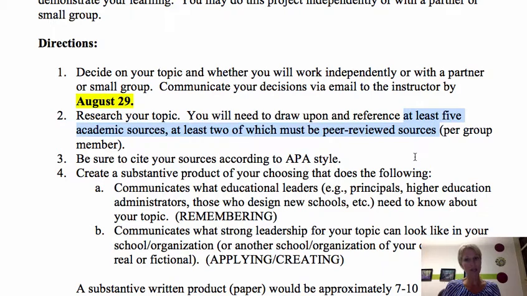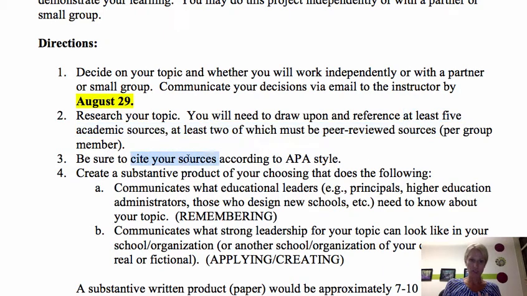Now, these basic numbers here, 5 academic sources, at least 2 of which are peer-reviewed, would be per group member. So if you have 3 members in your group, I'm expecting at least 15 academic sources, at least 6 of which would be peer-reviewed.